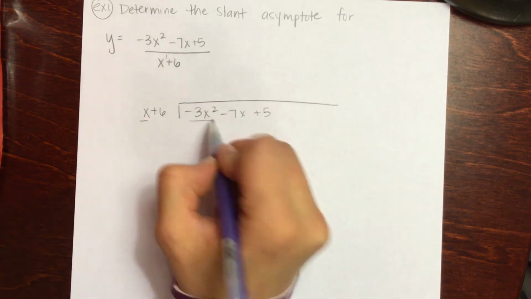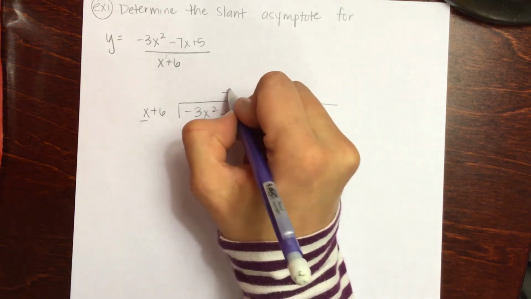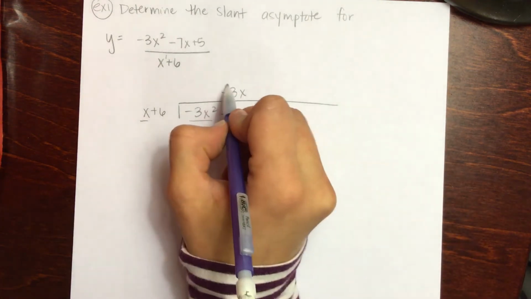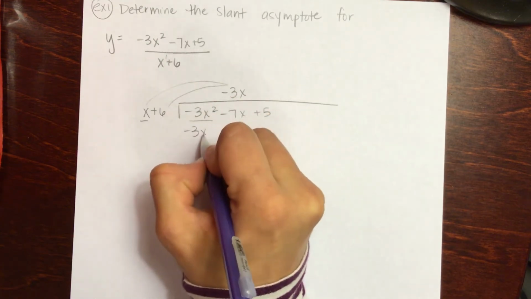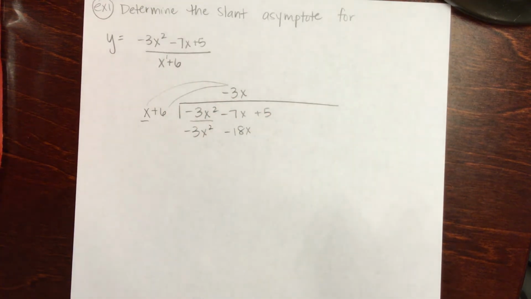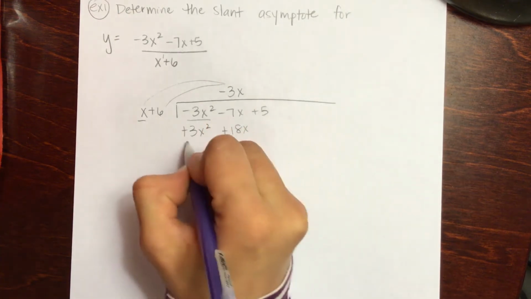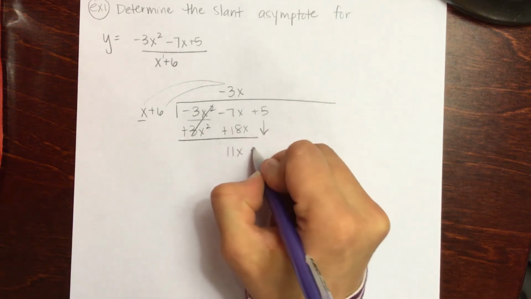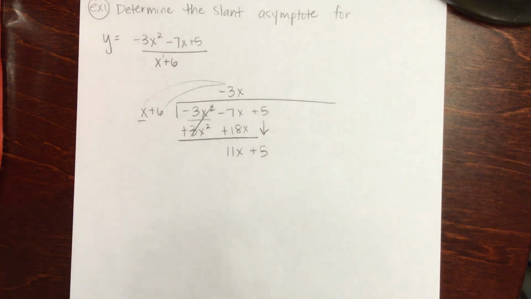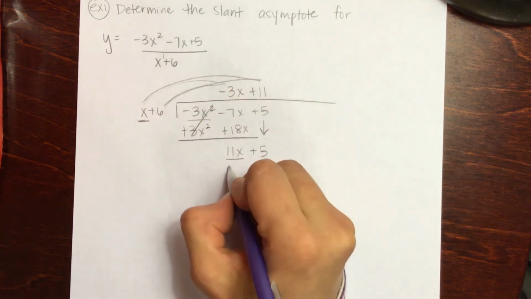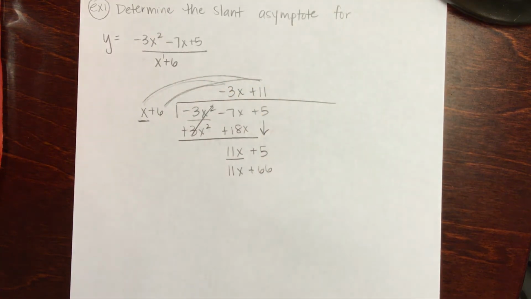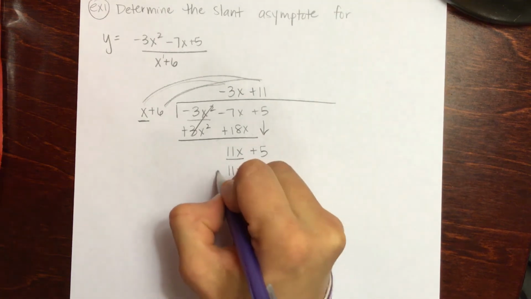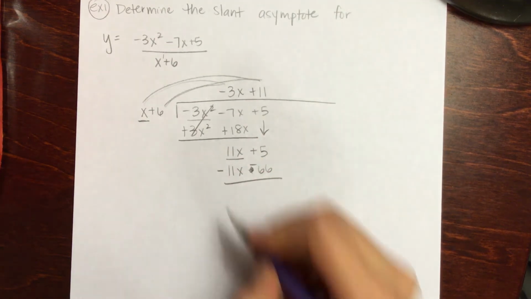Okay, x times what is going to give me negative 3x squared? Distribute your negative 3. Change the signs and add, which is the same thing as subtracting. And then bring down your unused term. Okay, now we're going to repeat the process. x times what gives me 11x? 11. So distribute your 11. And now subtract, which is the same thing as changing the signs and adding.